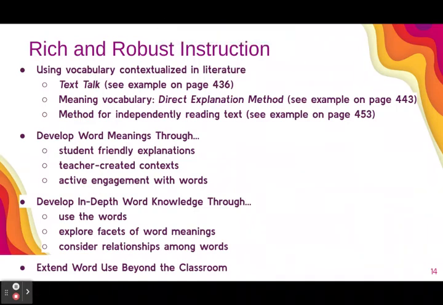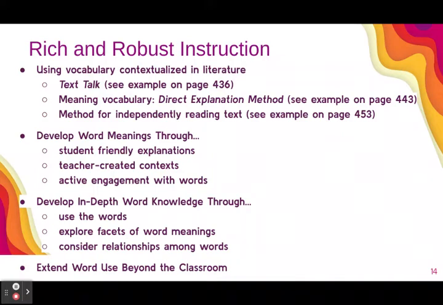So you want to have rich and robust instruction. What does that mean? It means using vocabulary contextualized in literature. There's a great example in your text on page 436 and 443 and 453. So you want to make sure that it's within the student's reading. You want to develop word meaning through student-friendly explanations, teacher-created context, so that could be like sentences.